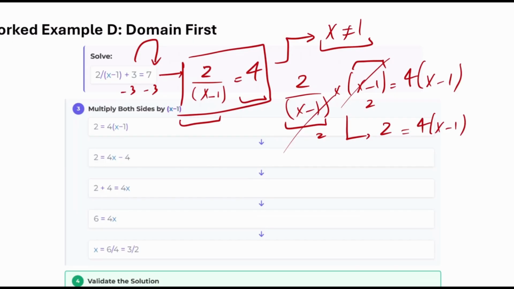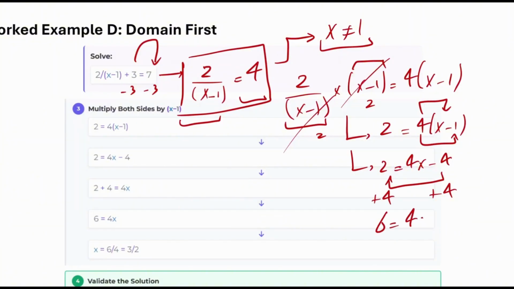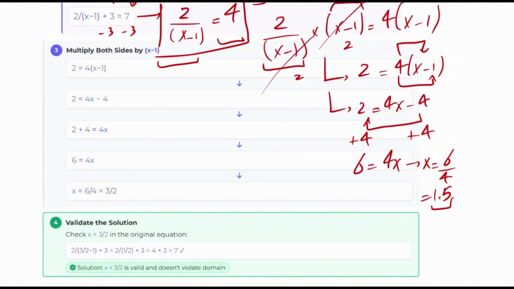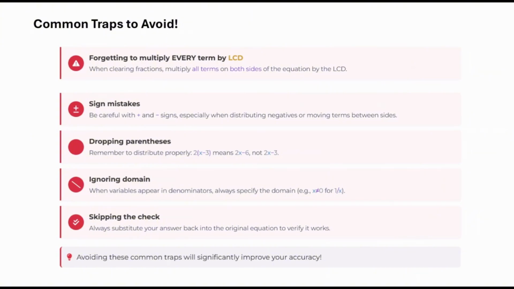So after that, it would be easy. Distributive method, 4 times x, 4 times negative 1. I do have 2 is equal to 4x minus 4. In order to solve that one, I have to make sure that all of the numbers are on one side. So I have to add 4 to both sides. I'd have 6 is equal to 4x, and at the end, x is equal to 6 divided by 4, which is 1.5. In order to make sure that number is right, the only thing I have to do is put that 1.5 in the equation itself to make sure the left side and right side of the equation are going to be the same.